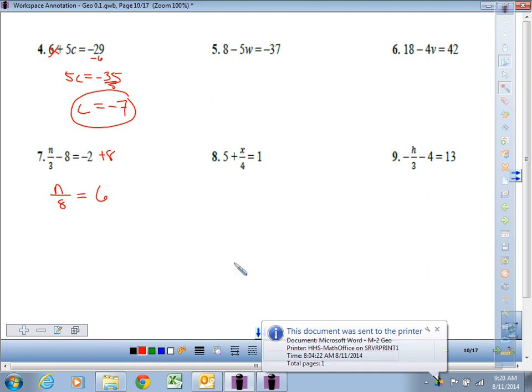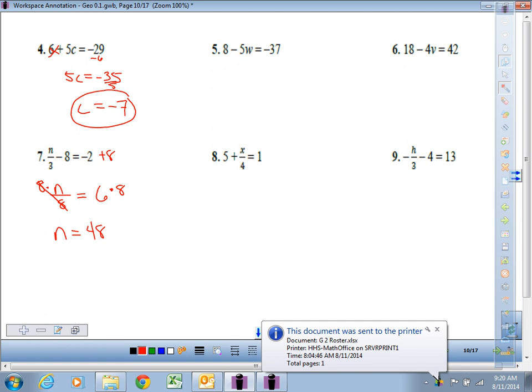Now here's the trick to this guy. This is n divided by 8. So how do we get rid of a divide by 8? We multiply both sides by 8. So that's going to be gone. So we have n equals 6 times 8, which is 48. So our answer to this equation is 48.